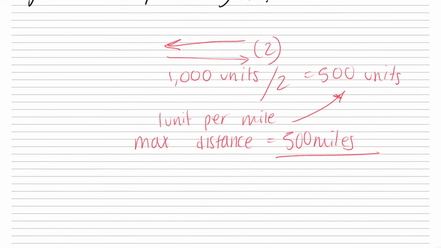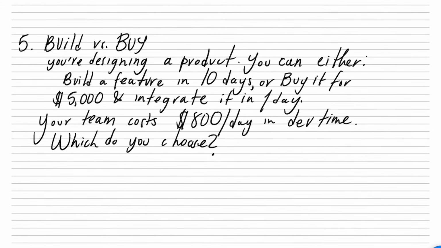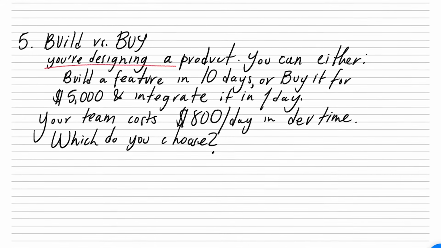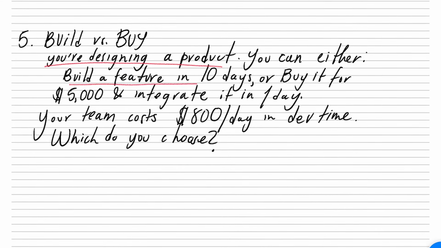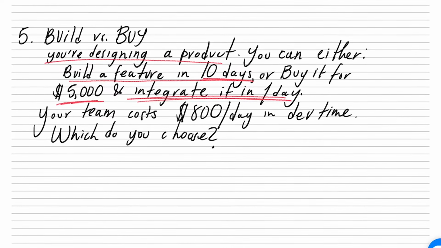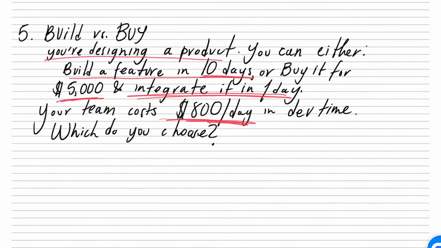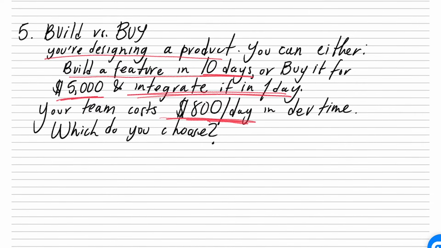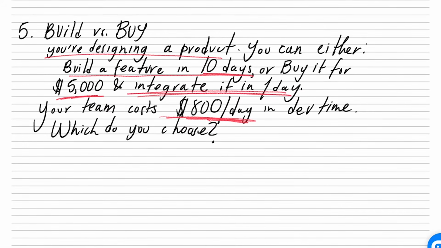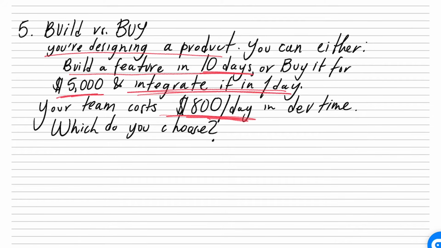Nice and easy. All right, let's go to question 5. Build versus buy. You're designing a product. You can either build a feature in 10 days or buy it for $5,000 and integrate it in 1 day. Your team costs $800 a day in dev time. Which do you choose?